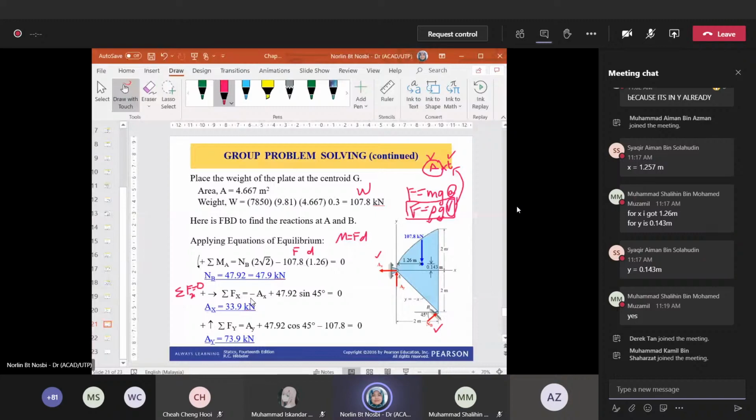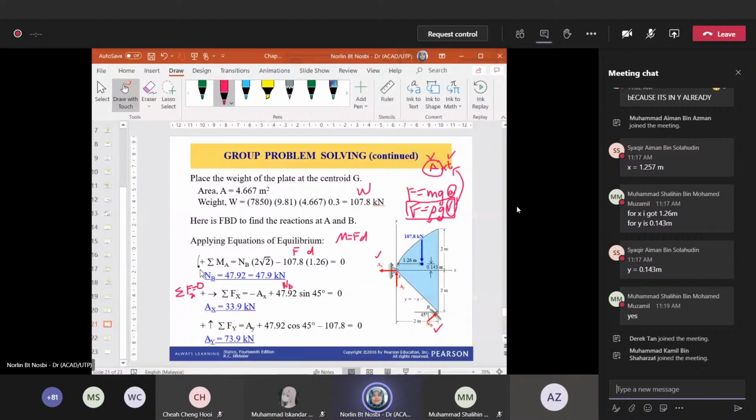And then this one for NB. This should be NB sine 45. Okay. This slide shows you the value of NB first, because you find NB first.